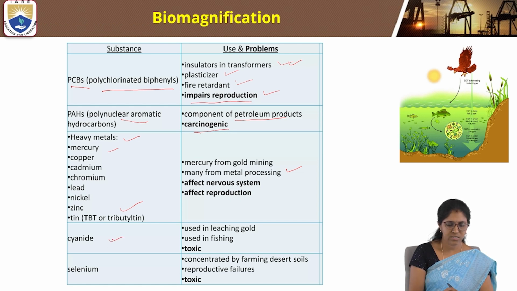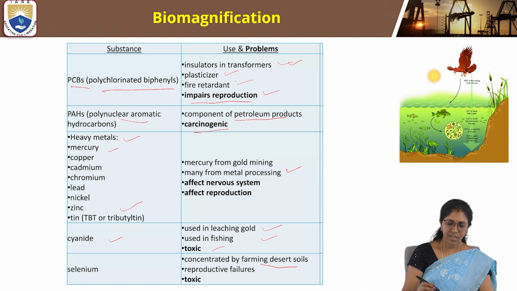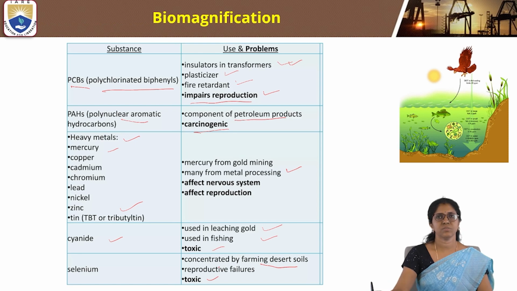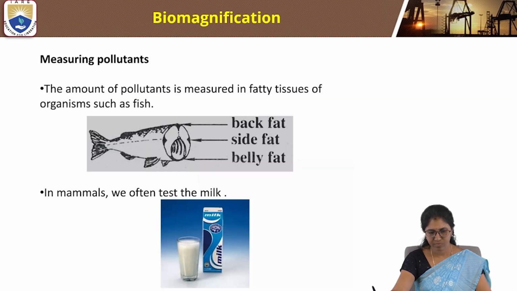Cyanide is also one of the most dangerous pollutants. It is used in leaching gold and in fishing, and it is very toxic in nature. Selenium is concentrated by forming desert soils, causes reproductive failures, and is toxic in nature. So these are some of the contaminants and their uses and problems.